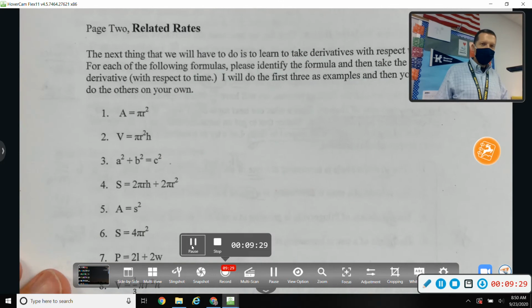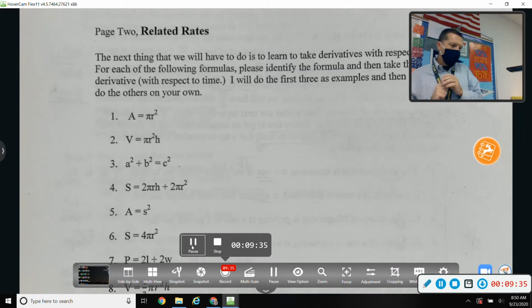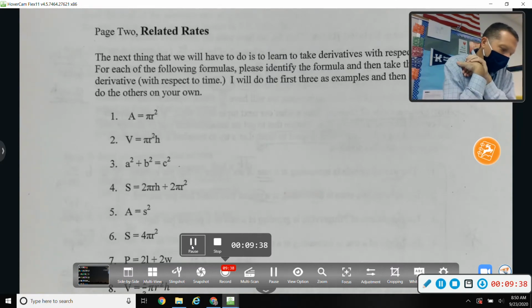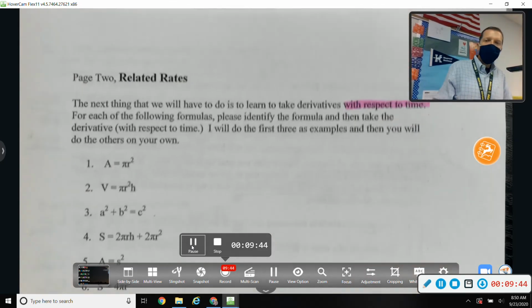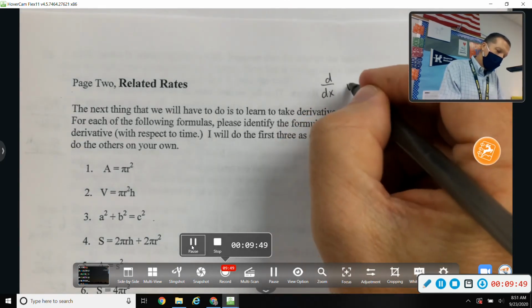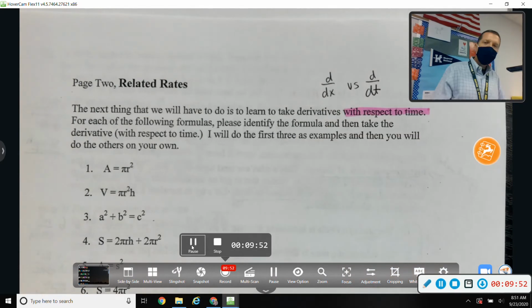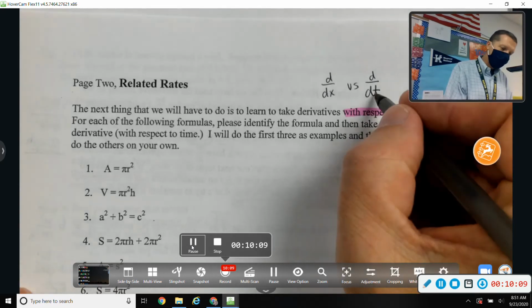Page 2. Now we start taking derivatives. Next thing we have to learn is to take derivatives with respect to time. Usually we're taking derivatives with respect to x. D dx is almost exclusively what we've done so far. I think that's all we've done so far. Now we're going to take them with respect to time. I guess the good news is all the rules are the same. It's just now we're looking at t versus looking at x.